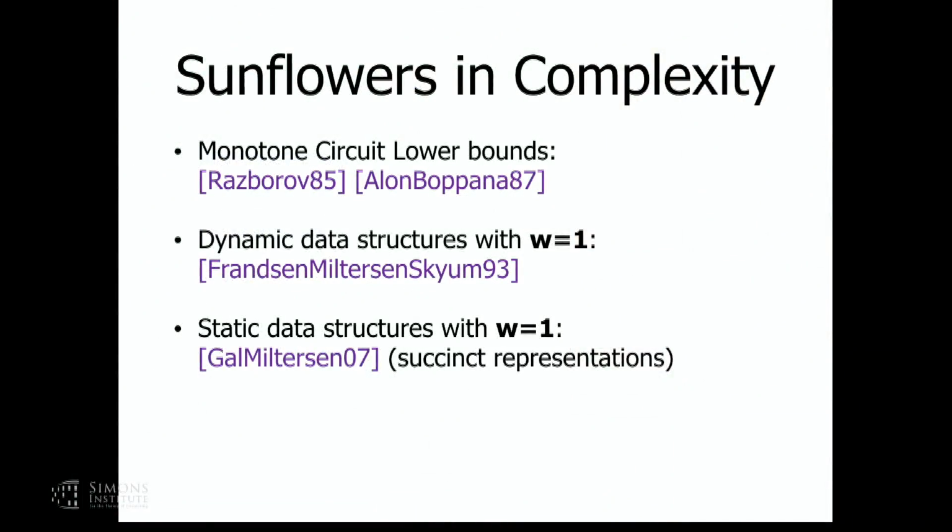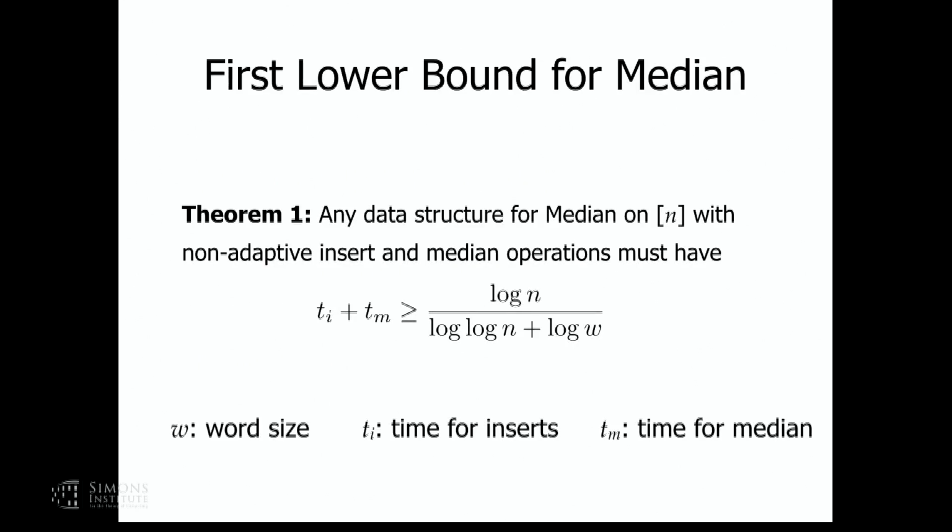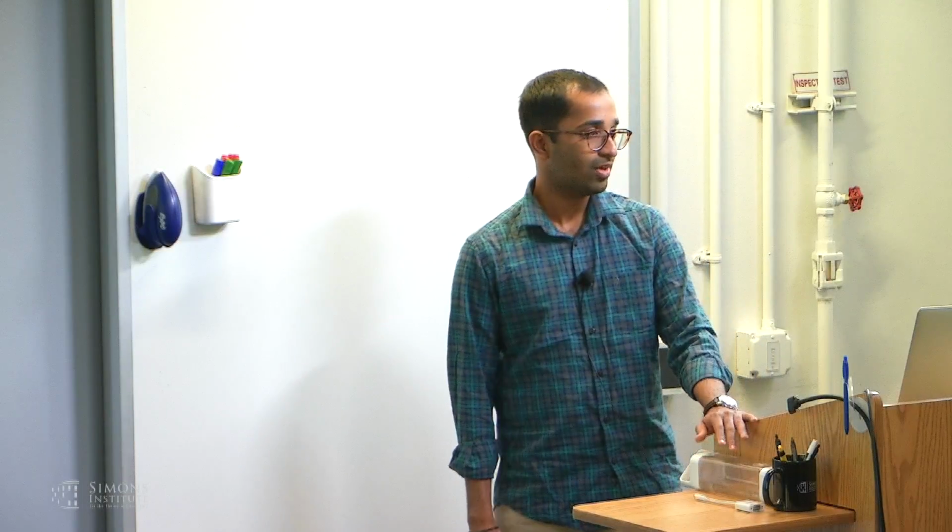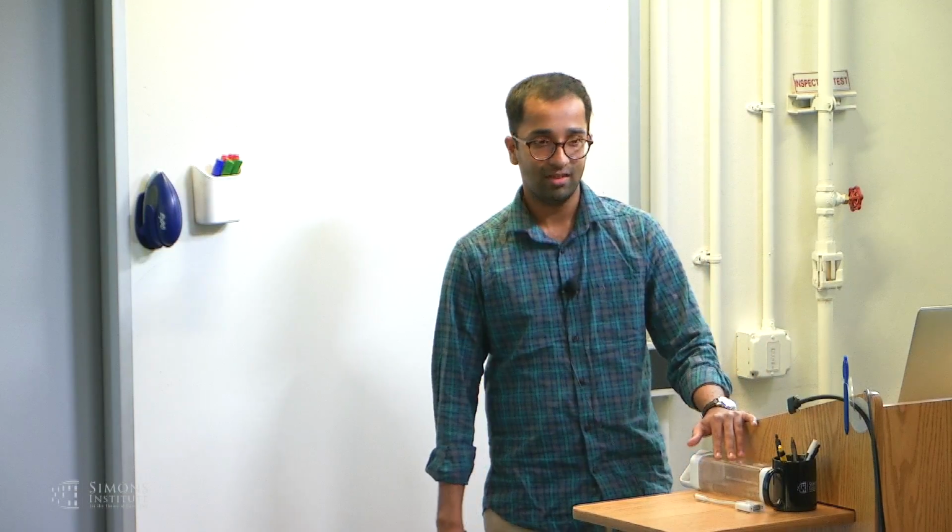Okay. Good. So the goal for the rest of the talk is to prove the following theorem, where you're given a data structure where t_i is the time to perform the insertions and t_m is the time for the median, and both of them are non-adaptive, and you want to show a lower bound of log n on these operations. So this will be the goal for the rest of the talk. I can go slow. Please ask me questions if something is not clear.